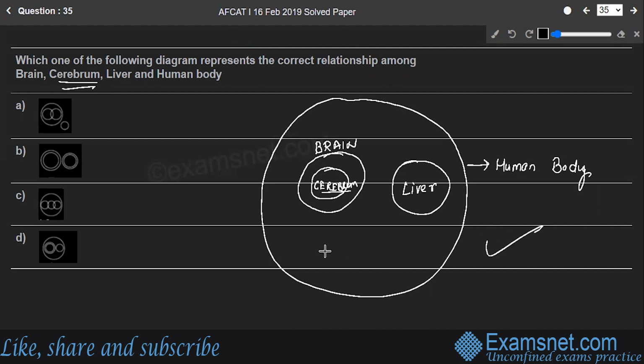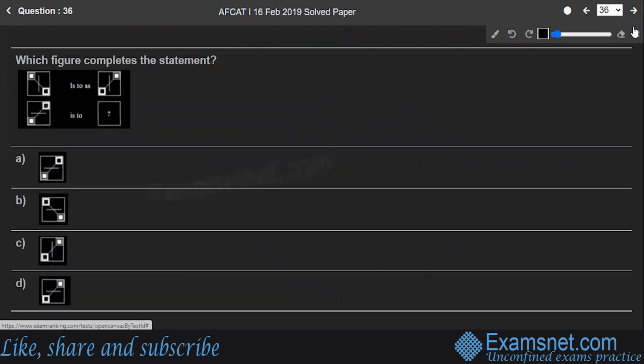So this is the correct Venn diagram which represents these four entities: brain, cerebrum, liver, and human body. And we have option D as our answer. Hope this is clear. Next is question number 36. Which figure completes the statement? So look at this one carefully.